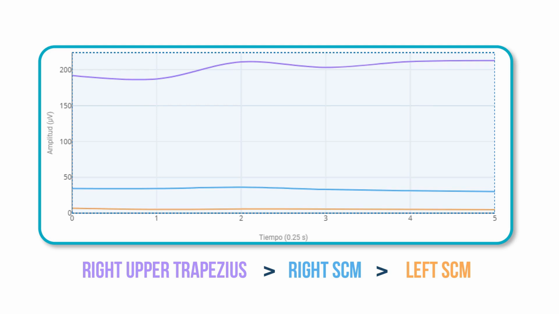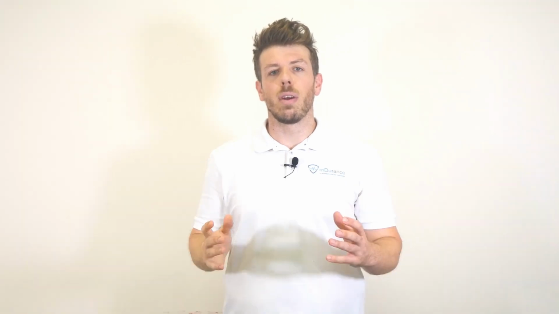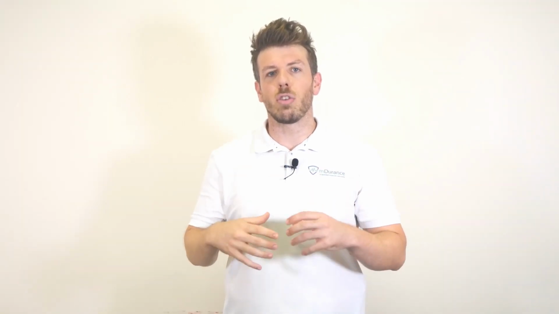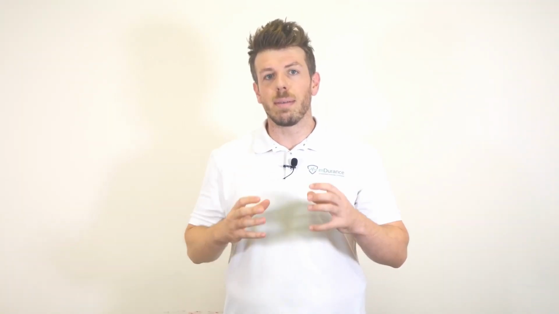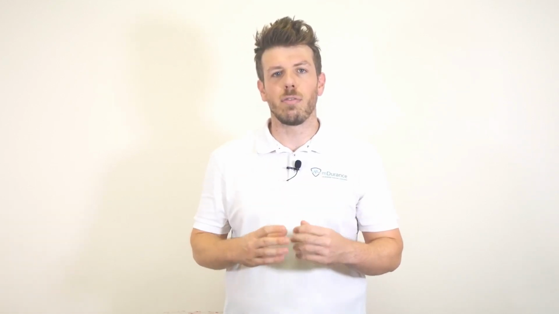Look at the results. The left SCM and the right upper trapezius are active at rest at more than 30 microvolts. This indicates a pattern of constant hyperactivity, typical in patients with chronic neck pain. Therefore, neck pain is not always explained by joint stiffness or poor posture. In many cases, it is due to alterations in the synergy between the SCM and the upper trapezius. With this protocol, you can detect muscle hyperactivity at rest that explains the muscle fatigue the patient feels.